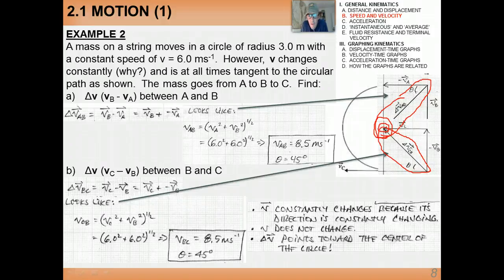Now, I have this summed up for you. The velocity constantly changes because its direction is constantly changing. Speed does not change, and delta v points towards the center of the circle, which of course means that there's an acceleration towards the center of the circle, and we call it centripetal acceleration.